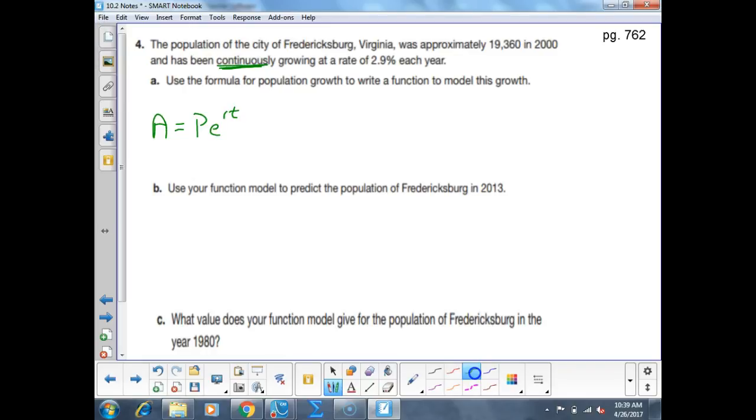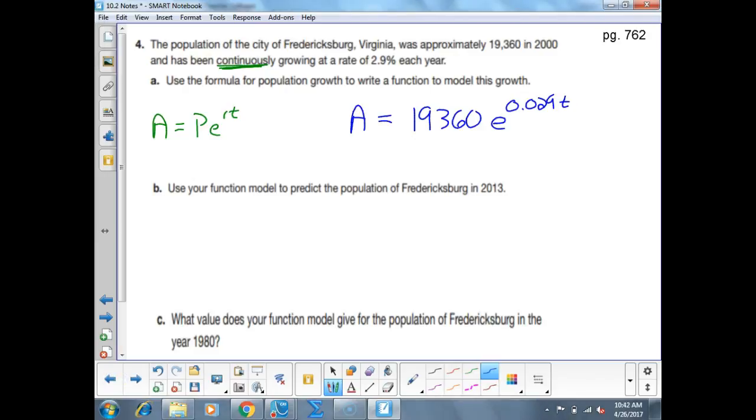So the amount of people living in Fredericksburg is equal to, what did we start with? 19,360 times E to the 0.029 T power. That's our formula. Use that now to do B and C.